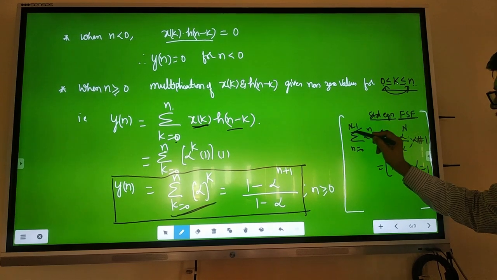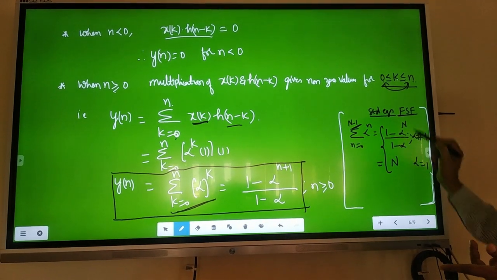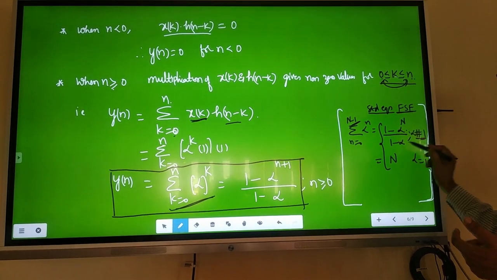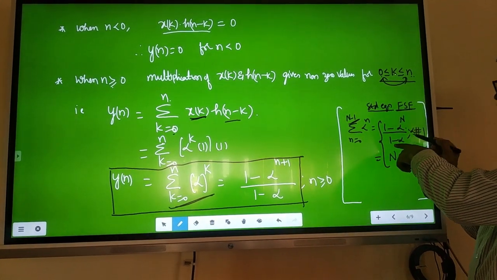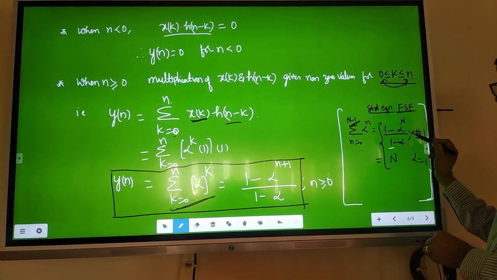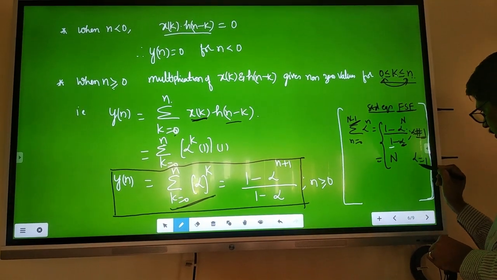Then the answer is (1 minus alpha to the power n) by 1 minus alpha, with alpha not equal to 1. Alpha should not be equal to 1. What if it is equal to 1? Then 1 minus 1 is 0, and something divided by 0 is infinity. Therefore, it should not be equal to 1.